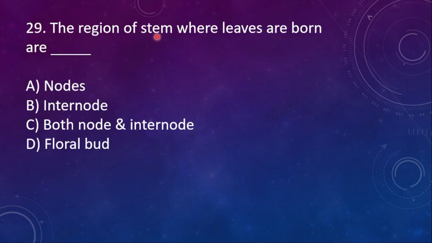29th, the region of stem where leaves are born are dash. A, nodes, B, internodes, C, both node and internode, D, floral buds. So here correct option is nodes, where the leaves are born.